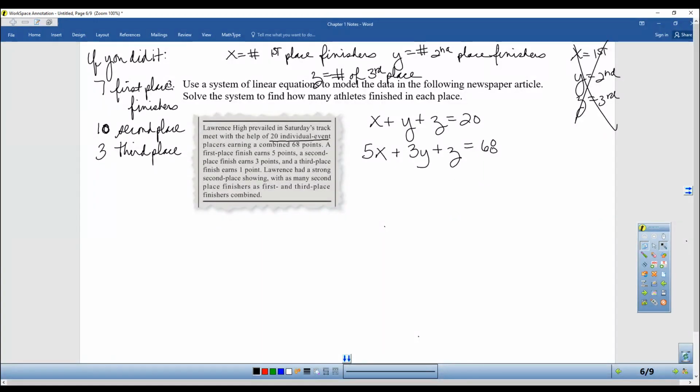But 2 equations isn't enough to solve 3 unknowns, so they had to give you another piece of information. And it's in this last sentence. Lawrence had a strong second place showing with as many second place as first and third place finishers combined. So this number of kids was the same as how many kids finished first and how many kids finished third. So there you go. Now you have your 3 equations.